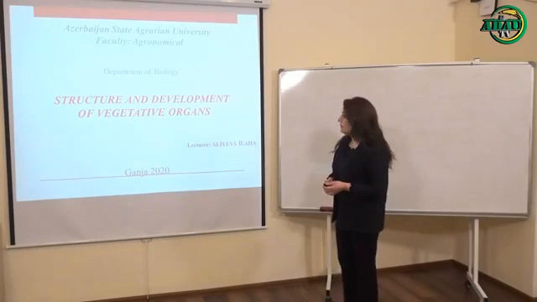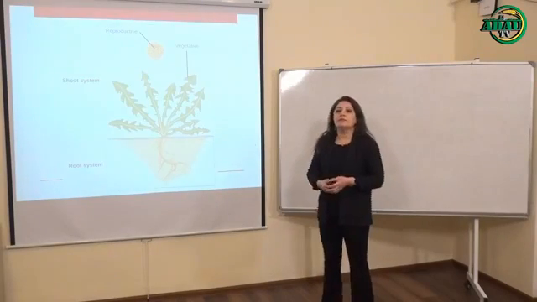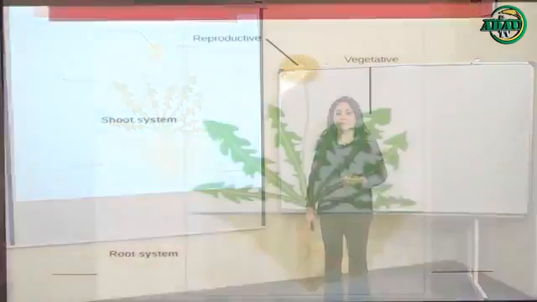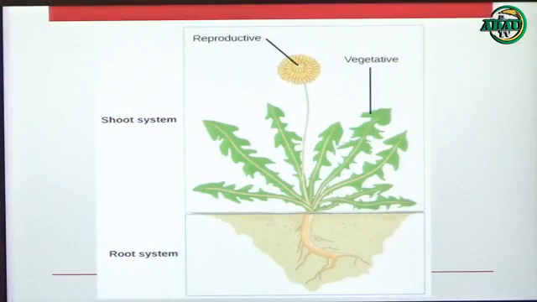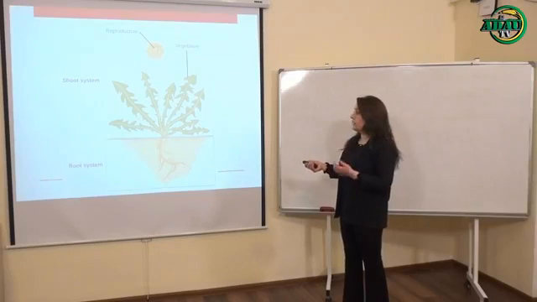The structure and development of vegetative organs. Any common flowering plant consists of a main axis which is differentiated into underground root system and aerial shoot system. Root system consists of a main rod and its lateral branches. Shoot system has a stem and a system of branches with leaves.